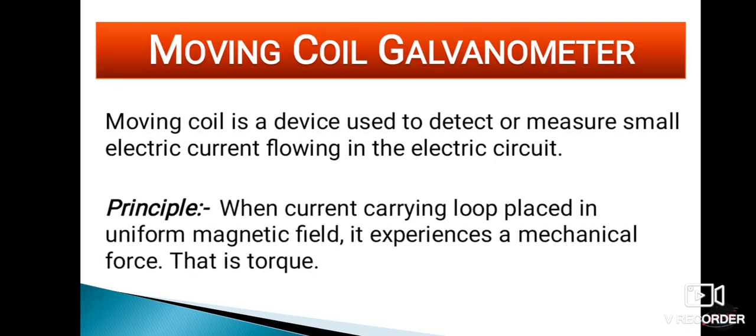So on what principle does the moving coil galvanometer work? That is, when a current-carrying loop is placed in a uniform magnetic field, then it experiences a mechanical force, that is nothing but the torque. So the main principle of the galvanometer is the torque. Because of torque, the galvanometer starts to work.